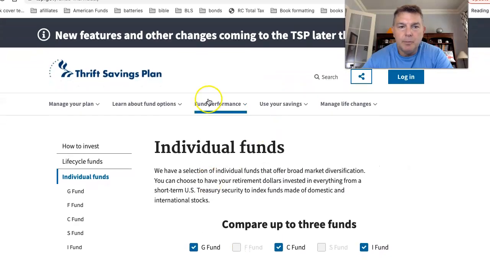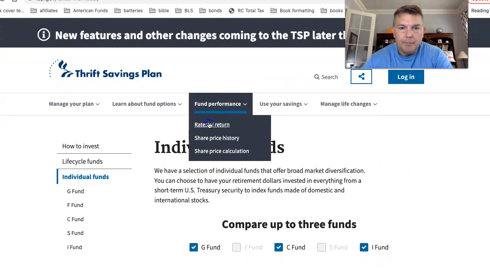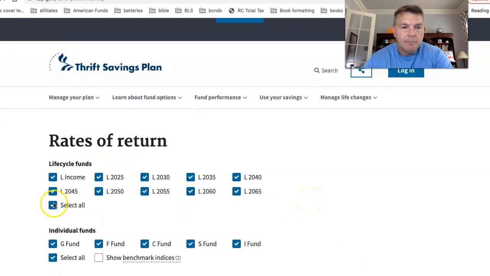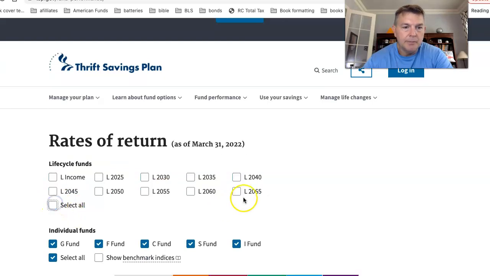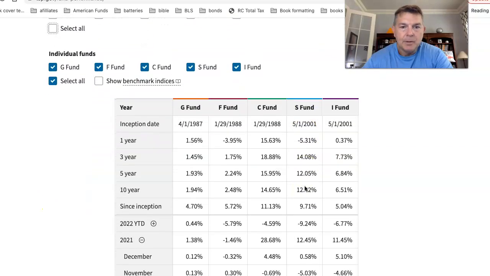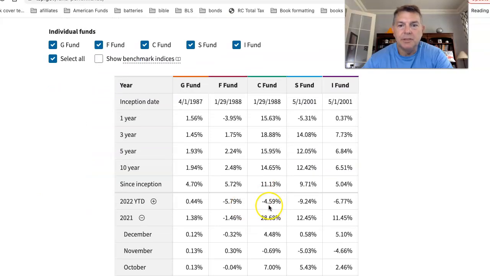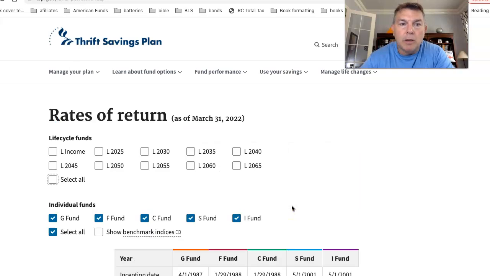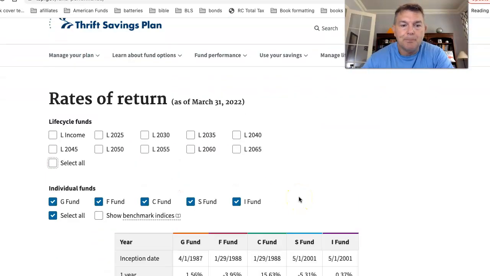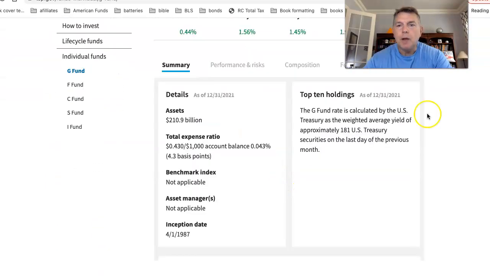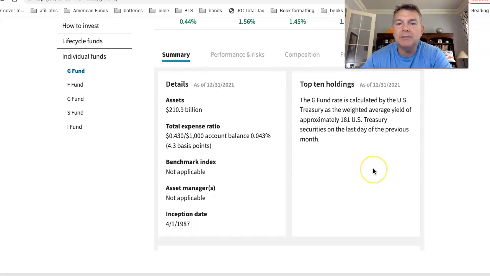Let's take a look at fund performance here. Rates of return. We're going to get rid of all these. All right, year to date. Yeah, so this isn't even including what happened last month. This is just as of March. This shows March 31st. The G Fund is calculated by the U.S. Treasury as a weighted average yield of approximately 181 U.S. Treasury securities on the last day of the previous month.